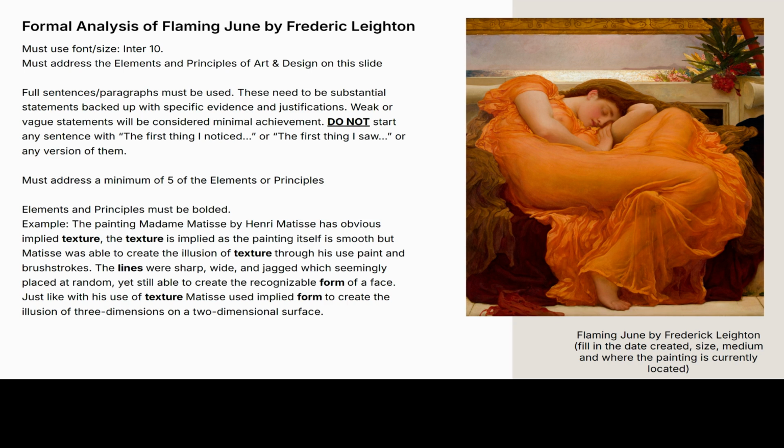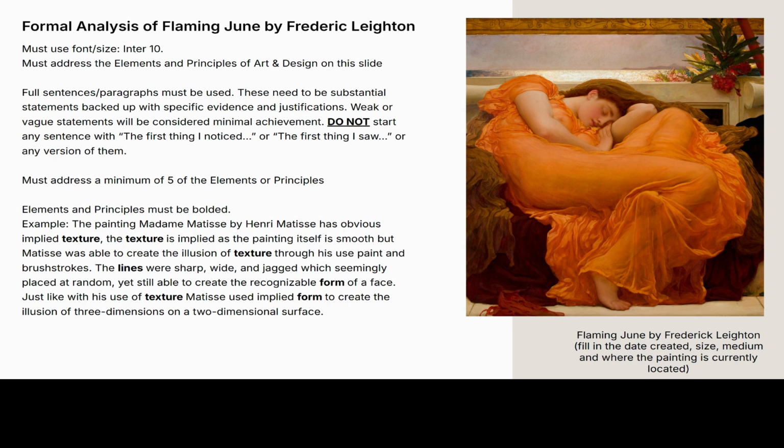So you can see in the example, the painting Madame Matisse by Henri Matisse has obvious implied texture. The word texture is bolded. You will need to do that for this analysis. So whatever you've written for Flaming June, if you decide you're going to use your analysis about color, make sure that you are copying that information and then bolding every time you see the word color in those sentences. Again, you have to have 5 elements and principles on this slide.